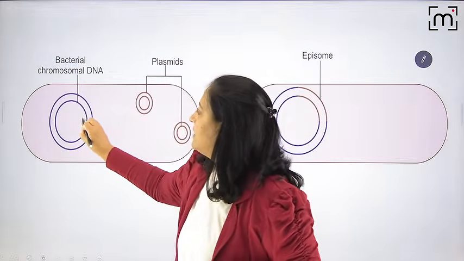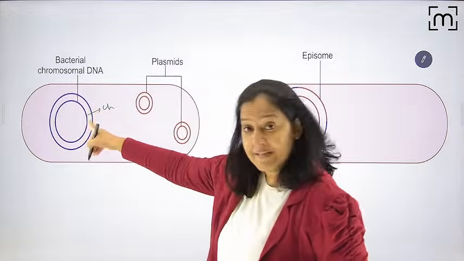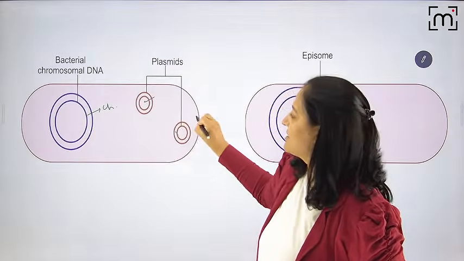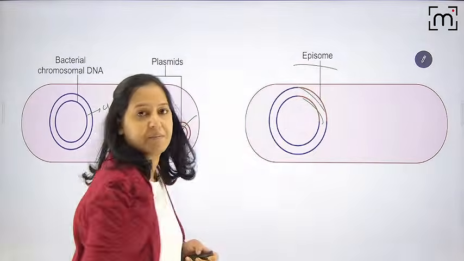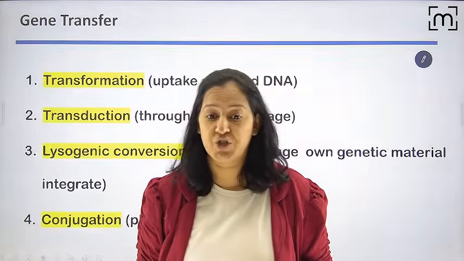You can appreciate this is the chromosome, double-stranded DNA. These are plasmids. They will go and merge here. Once they merge here, they are known as episomes. Appreciate these are episomes. You may get an image-based question or a short question on this.